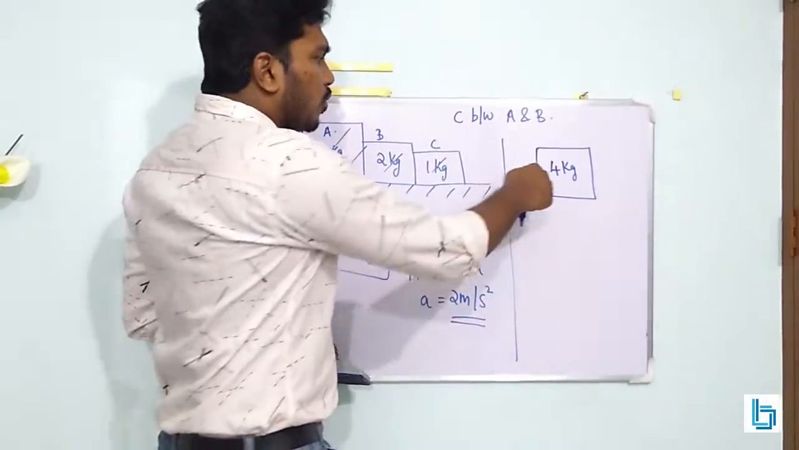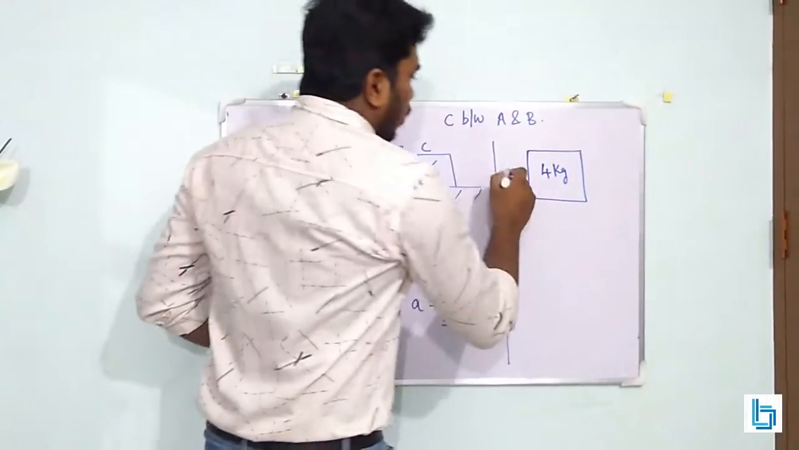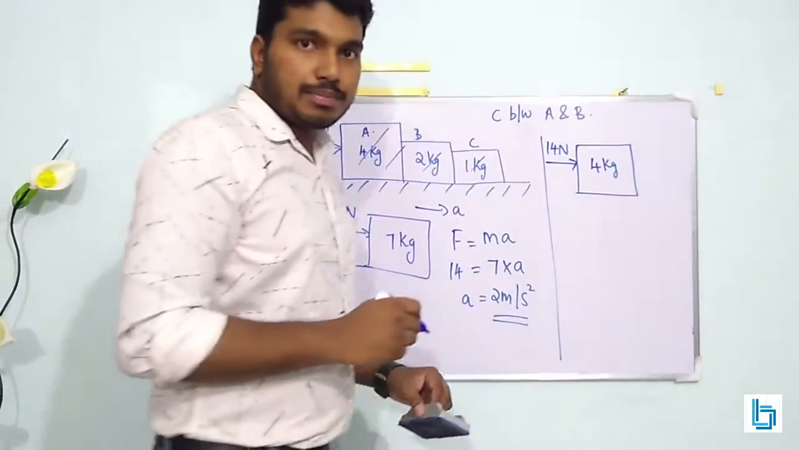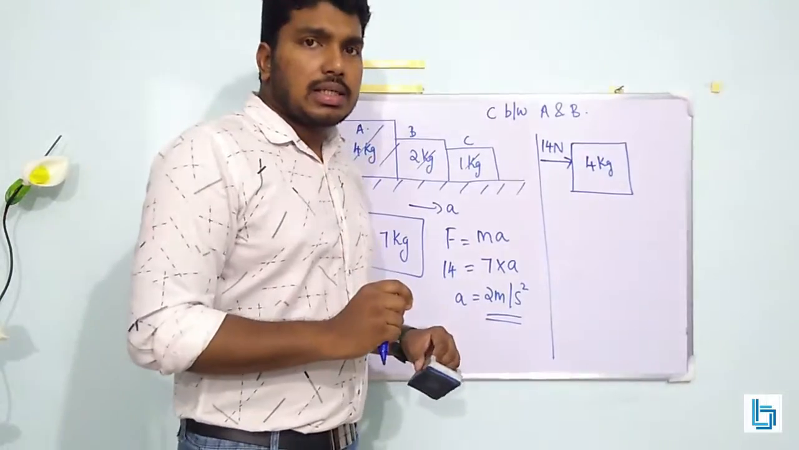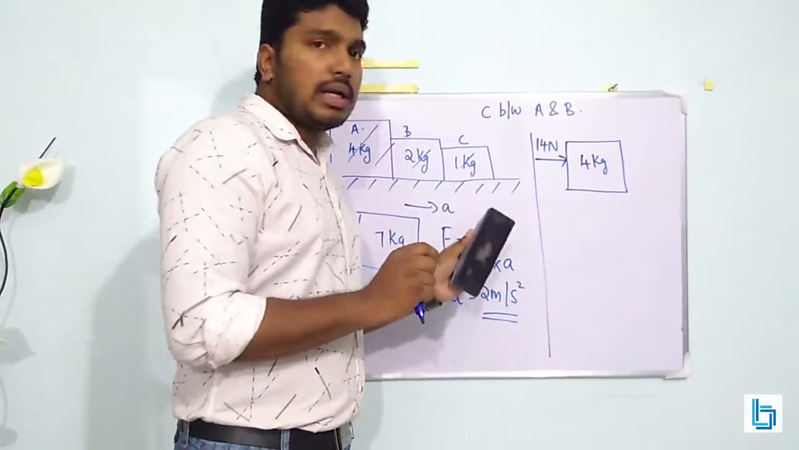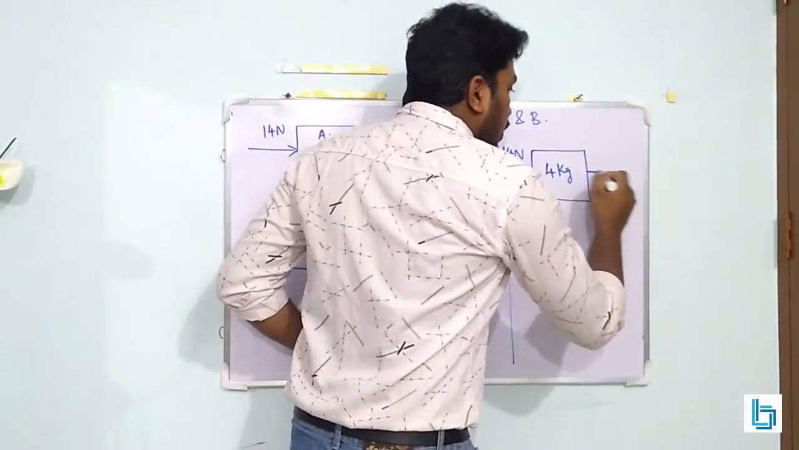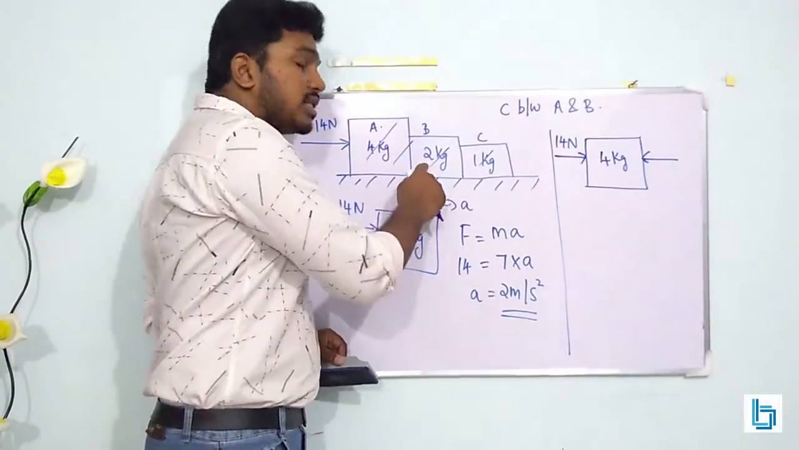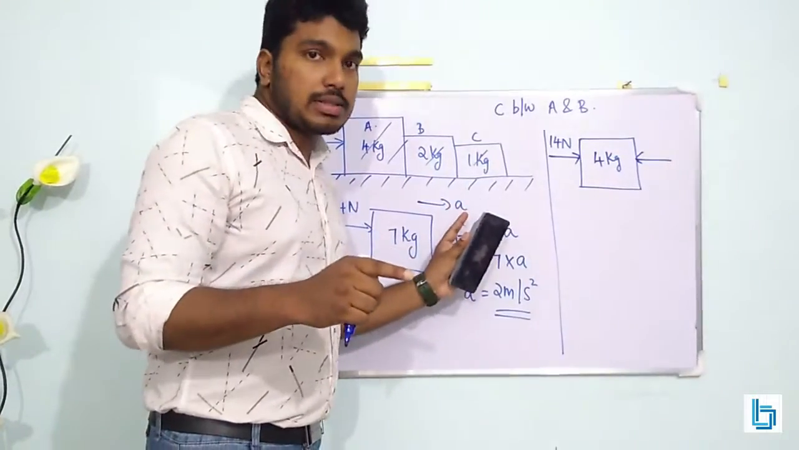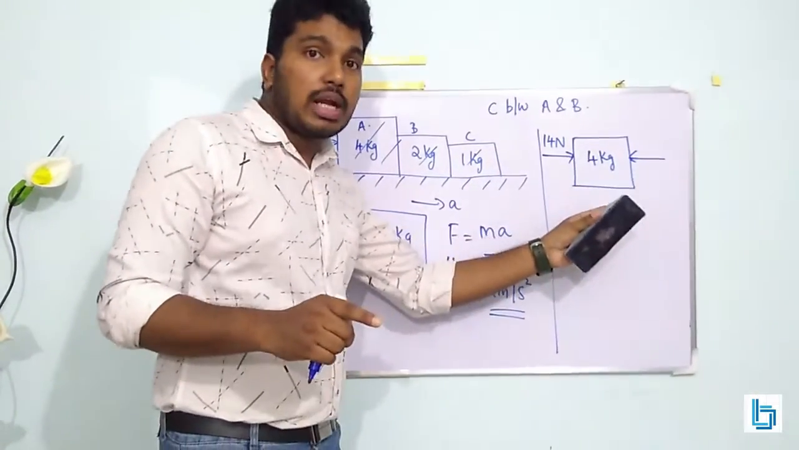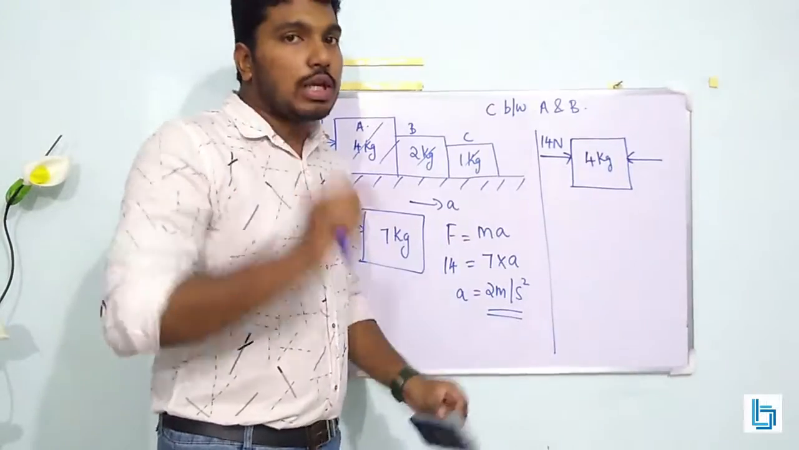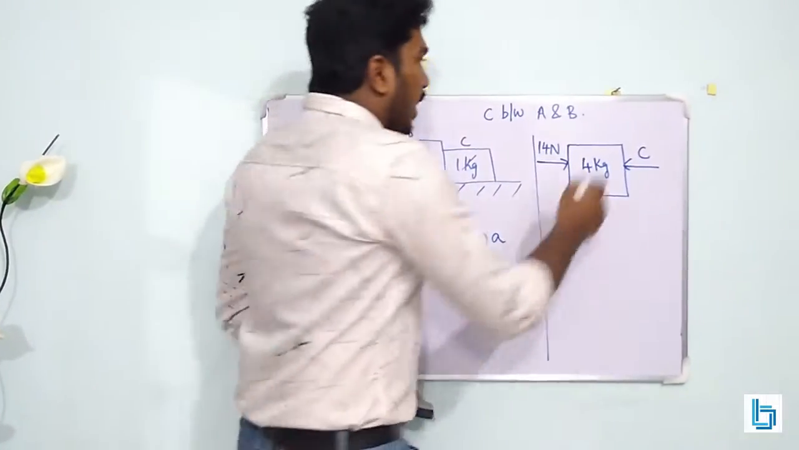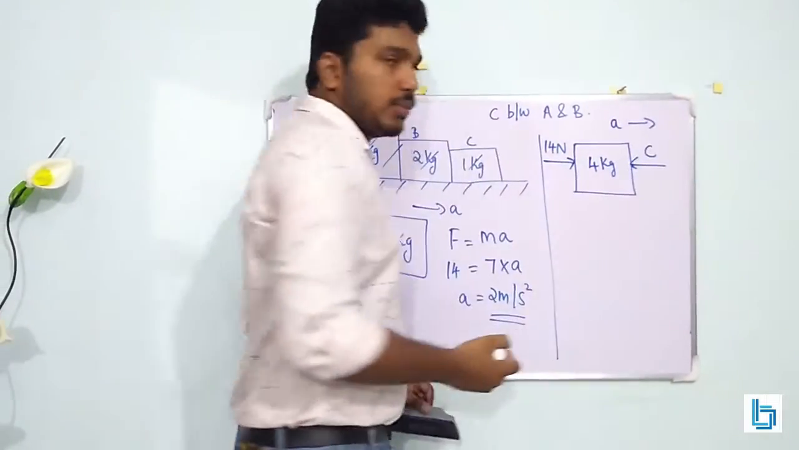So what are the forces acting on this 4 kg mass? There is a force of 14 Newton acting on it. And please remember that the contact force, when we draw it, is always acting towards the body which we are considering. If we are considering the 2 kg mass, it will be towards the 2 kg mass. If we are considering the 4 kg mass, it will be towards the 4 kg mass. So I am marking a contact force C over here, and there is an acceleration for the system also.